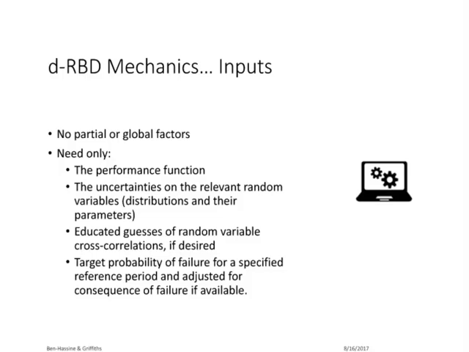To summarize, for this method you're not going to need any factors, no partial or global factors. You define your performance function, and that's a judgment call by the engineer, so some judgment is left to the engineers to make that choice. You need the uncertainties for the random variables, and that input comes from the geotech engineer. If you want to make some assumptions on the cross correlations between the random variables, this is also possible in this method.